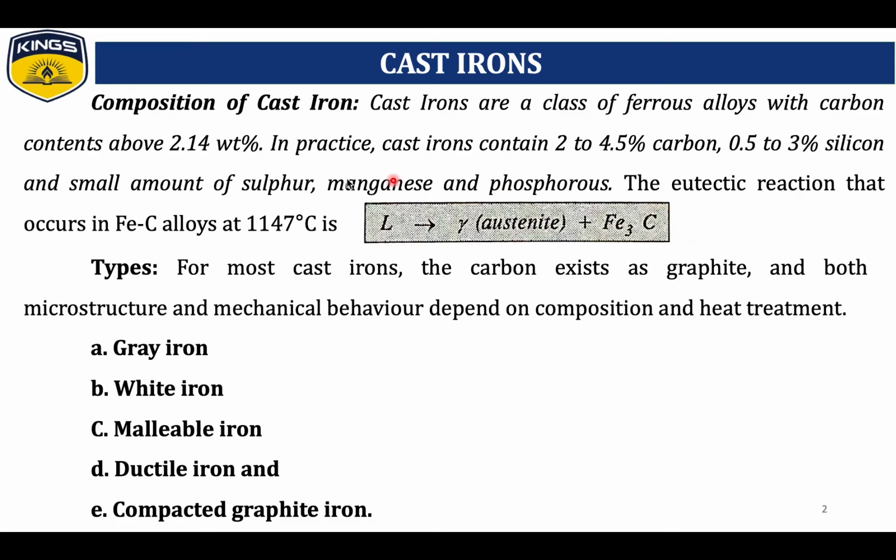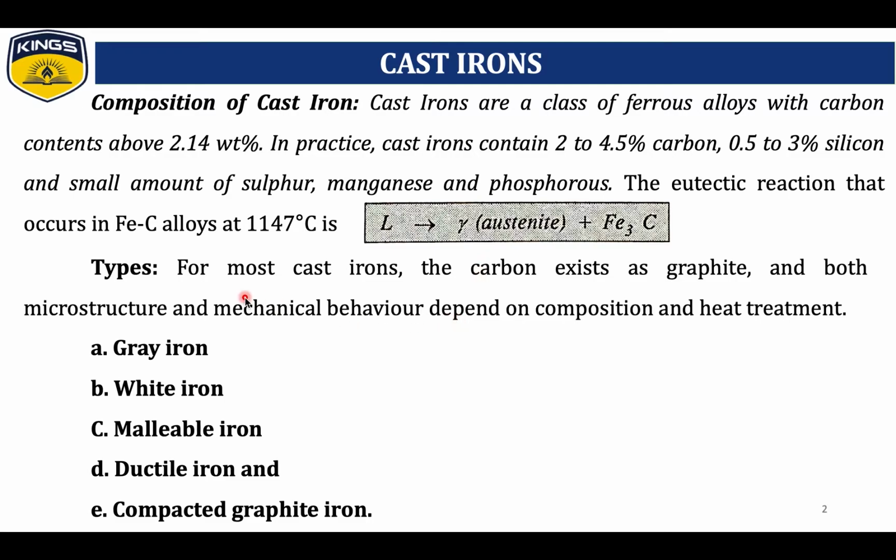So the eutectic reaction occurs in ferrous carbon alloy almost at 1147 degrees Celsius. L, that is the liquid, tends to give gamma austenite plus iron carbon alloy.